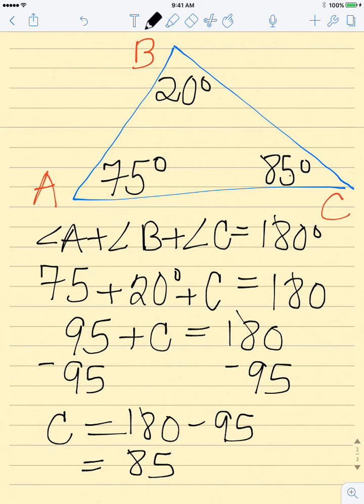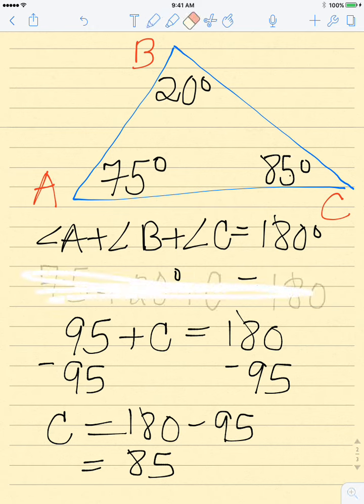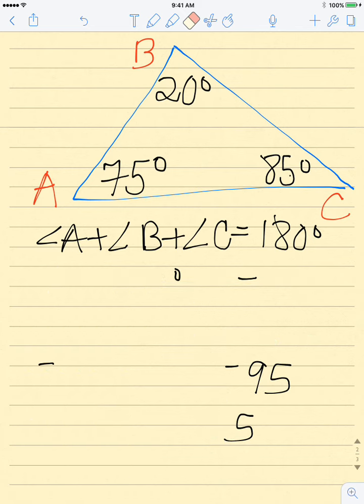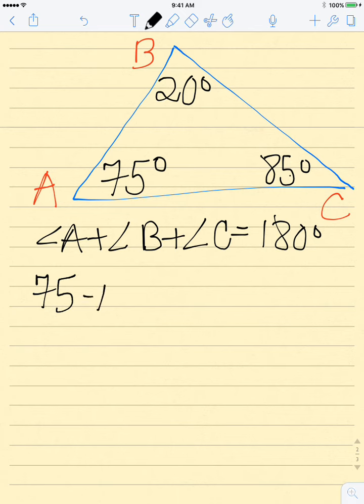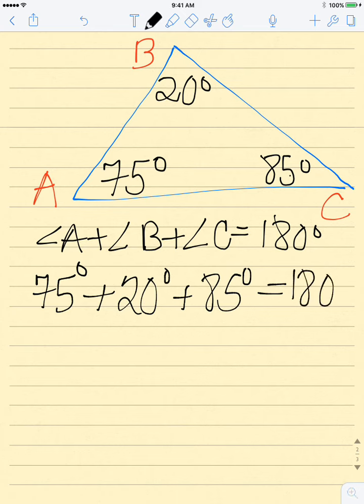We can say, okay, well, if that's true, then these three angles should add up to 180. So let's test it out. Let's make some room here. Okay, so the measure of angle A is 75 degrees. The measure of angle B is 20 degrees. And the measure of angle C is 85 degrees. And if you add that up, you get 180 degrees. So that's how I know I did it right. Okay, good luck.